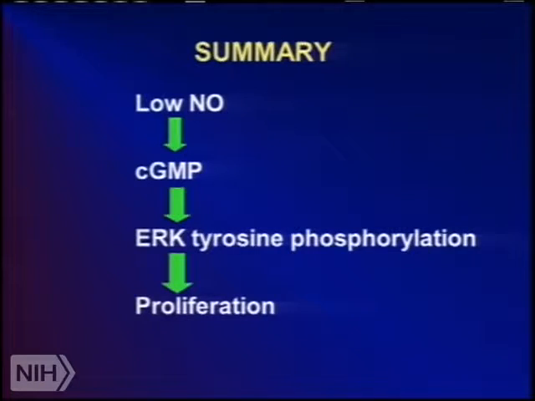So in summary then, we see that low doses of NO will cause an elevation of cyclic GMP. So the nitric oxide synthase gets activated, then the soluble guanylyl cyclase gets activated, elevating the cyclic GMP. And the cyclic GMP can lead to phosphorylation of various proteins through the protein kinase G. One such protein that gets phosphorylated is the ERK, and especially when the ERK gets tyrosine phosphorylated, this leads to a proliferative signal.